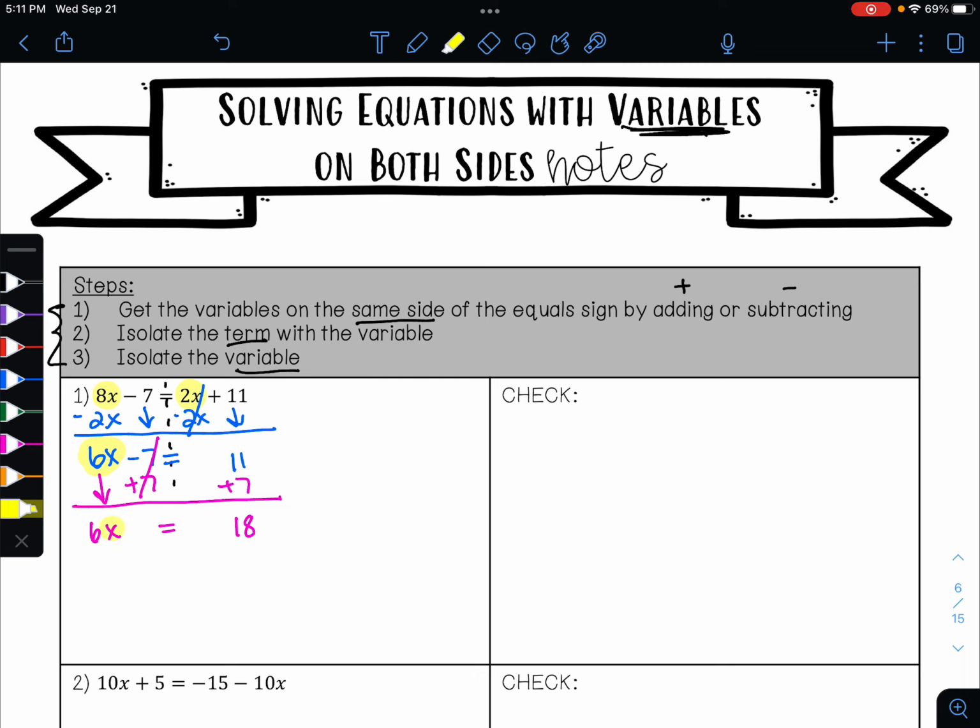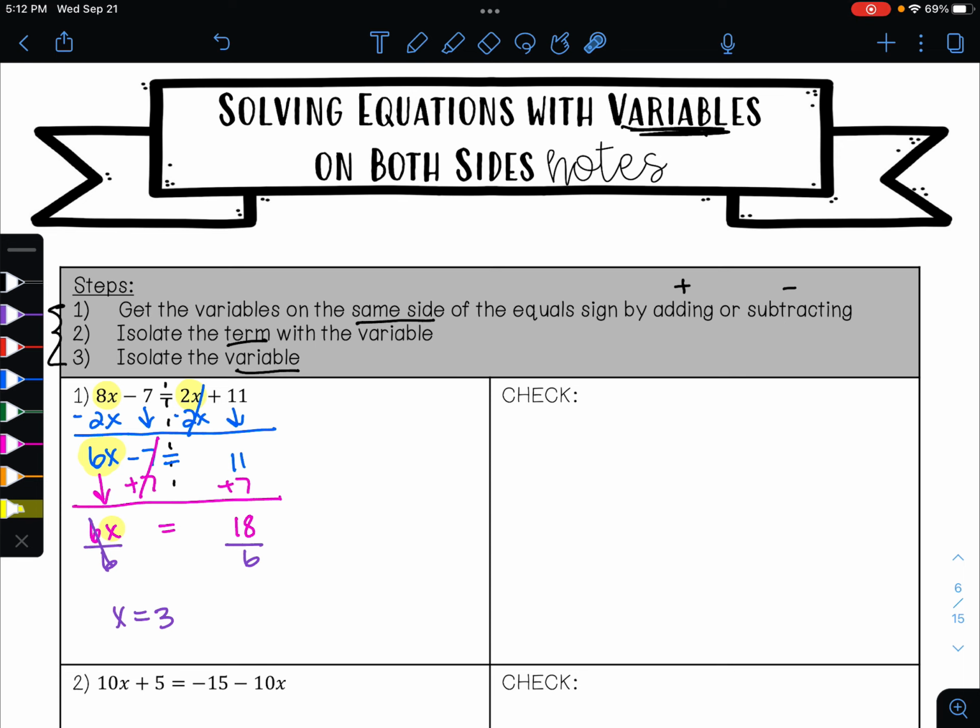I want to get x alone. X is being multiplied by 6. To undo multiplication, I'm going to do division. 6 divided by 6 is 1. That's just going to leave me with 1x. 18 divided by 6 is 3. So the answer that we have found is x equals 3.